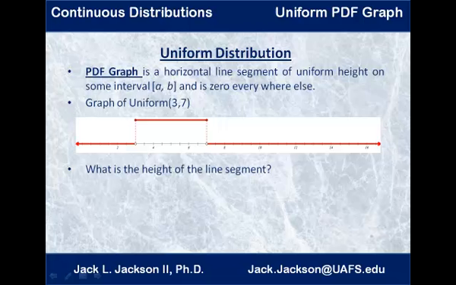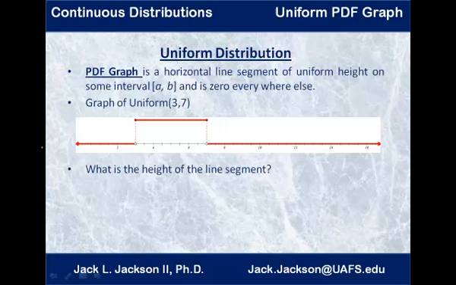So a uniform distribution, pretty simple. The PDF graph is just a horizontal line segment of uniform height on some interval, say from A to B, and it's 0 everywhere else. So here, this particular one is the graph of uniform 3, 7. What that means is the A is 3 and the B is 7. So between 3 and 7 on the x-axis here, here's 3 at the left and 7 on the right, between there we have a bar, or just a horizontal line segment graph going straight across. And everywhere else it's 0.